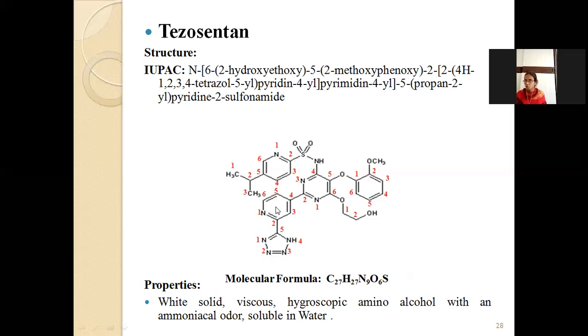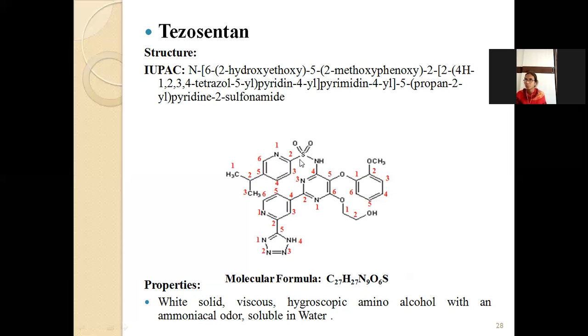In the fifth position, it is attached to the 6-membered ring. So it is 5-yl, and this is the pyridine. So this pyridine in the fourth position is attached to the pyrimidine. Pyrimidine means presence of 2 nitrogen atoms in the 6-membered ring. So this pyrimidine is attached to the pyridine in the fourth position. So it is pyrimidine-4-yl, and for the pyridine in the fifth position, how many carbon atoms are there? 1, 2, and 3. 3 carbon atoms means propane-2-yl, and this is the pyridine.